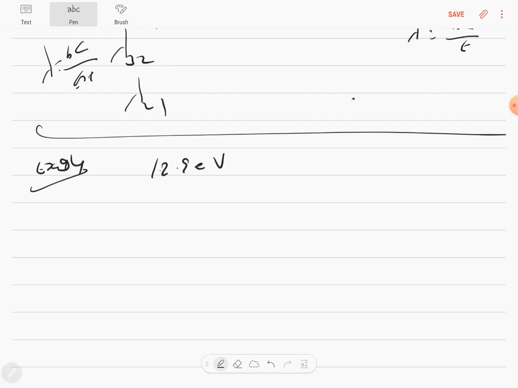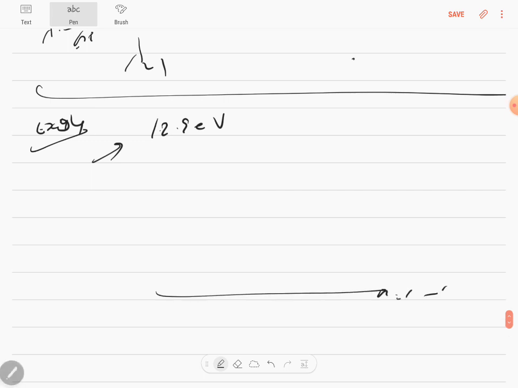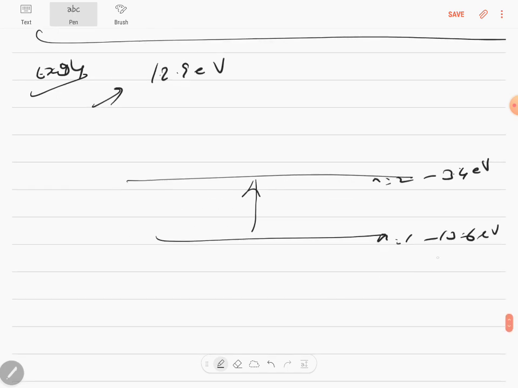See, I'm bombarding the hydrogen atom with this much energy. The electron will jump from n is equal to 1 to whatever orbit. Here it's not falling, it's absorbing the energy and jumping. So it can jump from n is equal to 1, which is minus 13.6, to n is equal to 2, which is minus 3.4. What is the gap between these two? 13.6 minus 3.4 is 10.2. Is it enough?